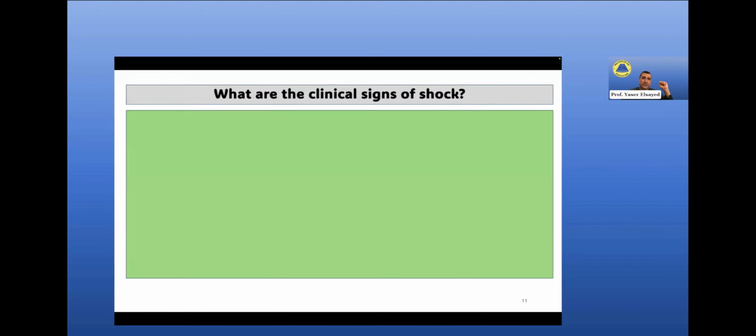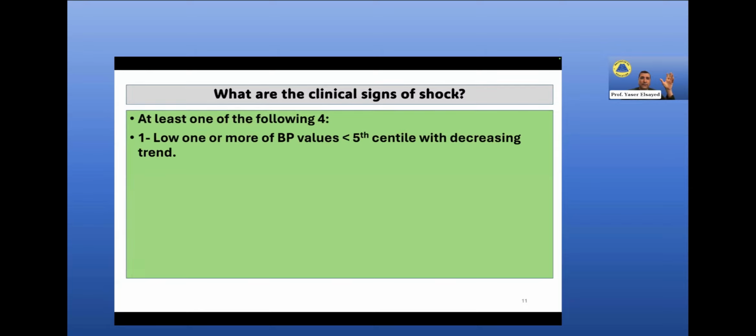So what are the clinical signs of shock? To make it straightforward and easy, low 1 or more of the blood pressure values, not only mean blood pressure anymore, less than 5th centile, or with a decreasing trend, and the trend more than 20%, a significant decreasing trend, more than 20% below the baseline. If you have a decrease in the trend more than 20% in less than 1 hour, this infant is crashing. If you have a decrease in the trend within 24 hours, this is acute.